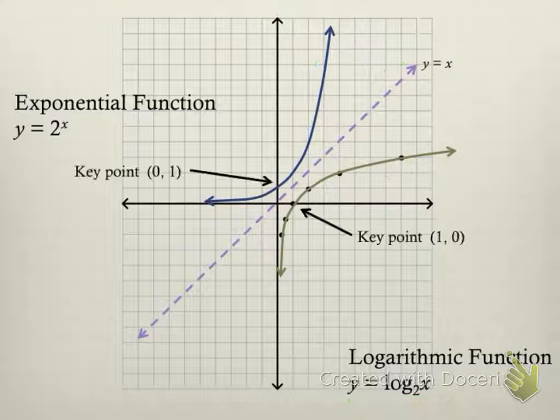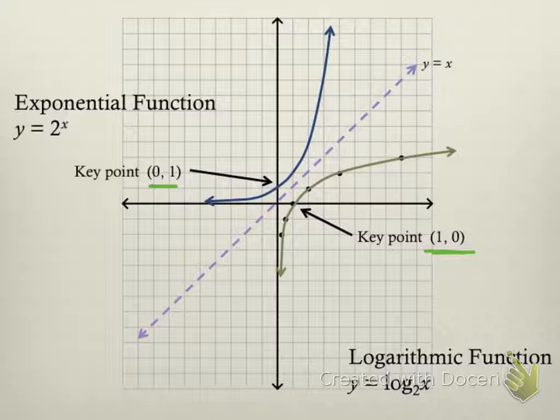Also notice that the key points got switched. Before in the exponential we said one of the key points was (0, 1), because if you put 0 in for x as the exponent, anything to the 0 power always gives you 1. Well, because we are talking about an inverse function here, the key point on your logarithmic function is going to be just the reverse of that. So now the key point is at (1, 0). Because if we put 1 in for x, remember we said in class the log of 1 is always 0. Okay?